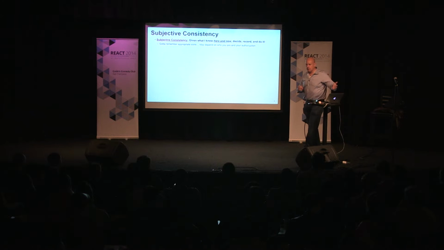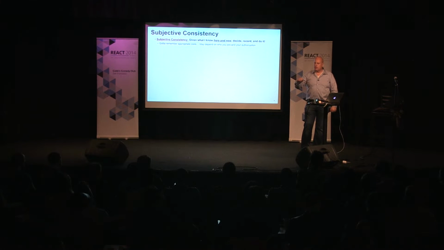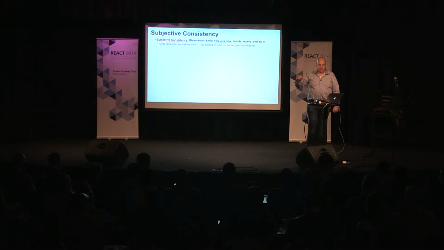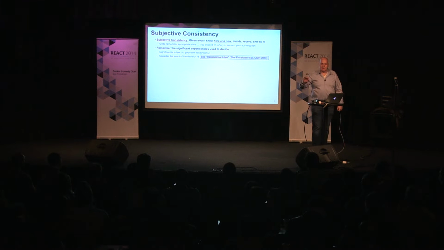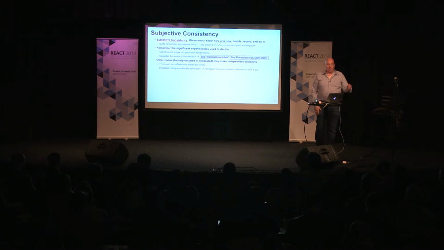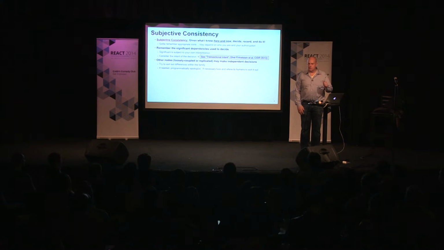Subjective consistency. This is a term I made up, okay, with Shel. Subjective consistency. Given what I know here and now, keep track of what I know, and then do some action. I've got to remember the state because it may depend upon who you are and your authorization. Remember the significant dependencies that were used to decide. Now, what's significant is up to you, right? And there's an intent of the decision, and Shel has a paper he wrote called Transactional Intent. Other nodes, loosely coupled or replicated, may make independent decisions. My evil twin in my replica set might do something independent of me, and now I've got to deal with it.